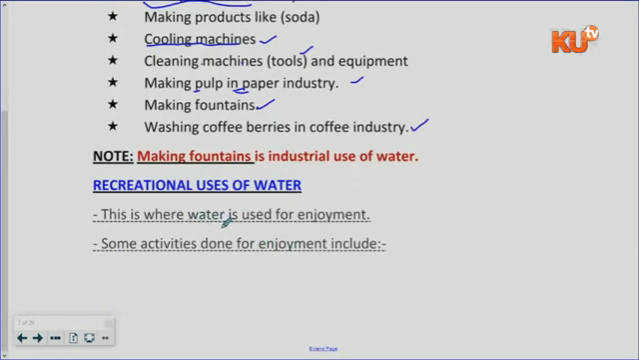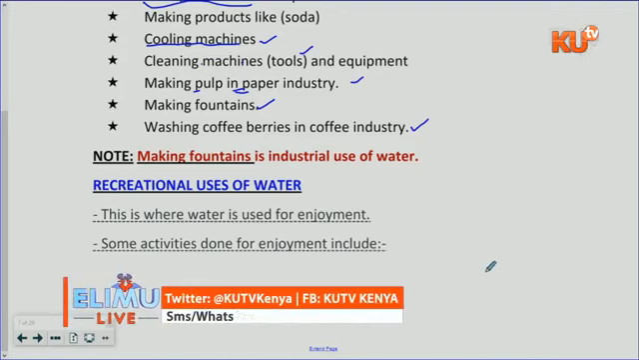Recreational uses is where we use water for enjoyment. We just go there when we have leisure time. This one is for leisure purposes. Leisure time is anything that you do apart from your work. When you are very tired, you have done some work, now you are tired, you can go and enjoy yourself. So recreational uses of water is where water is used for enjoyment.